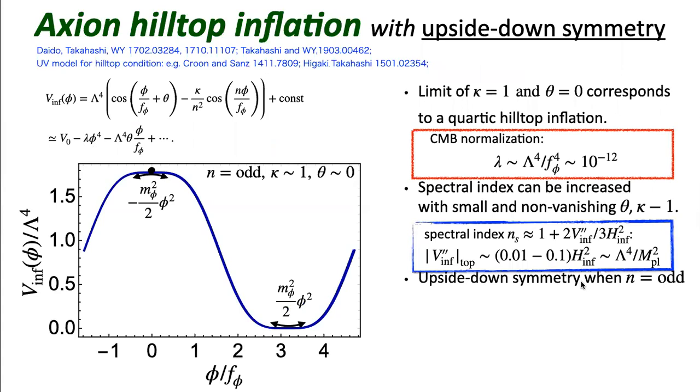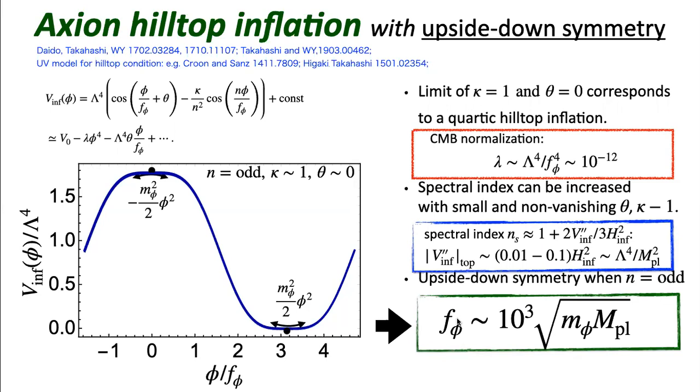When n is odd, we have an upside down symmetry. Namely, the potential has completely the same shape between the potential maximum and minimum. So to explain the spectral index, not only the curvature around the maximum, but also around the minimum is of order the Hubble parameter. Therefore, we get a relation between the mass and decay constant.